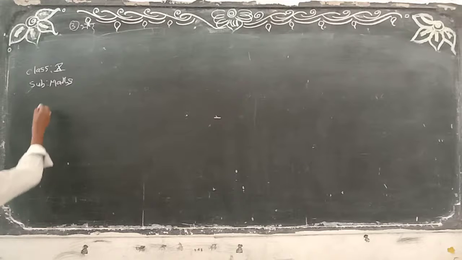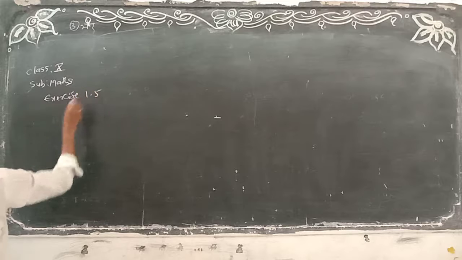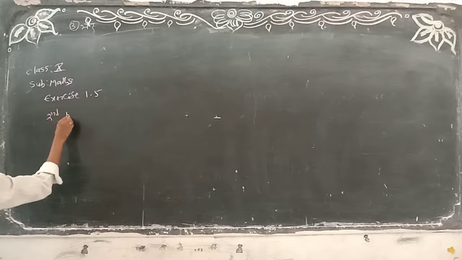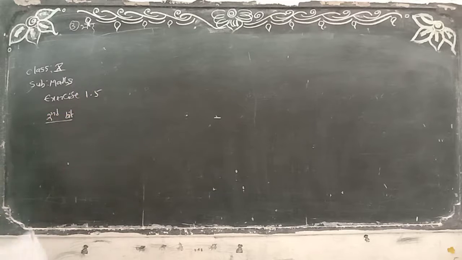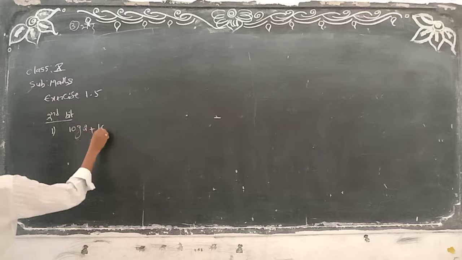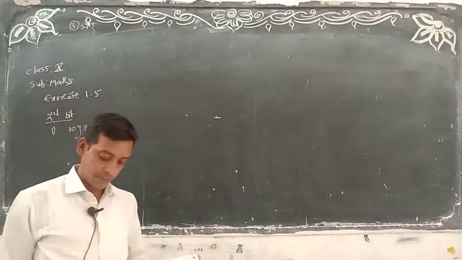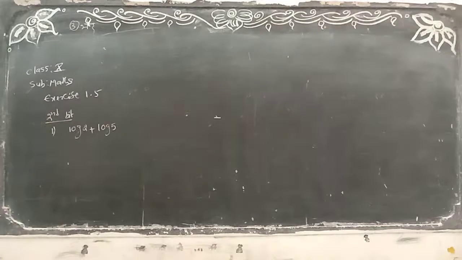So second bit, exercise 1.5. What is the second bit? First problem here: log 2 plus log 5. Write the following expressions as log n and find their values.